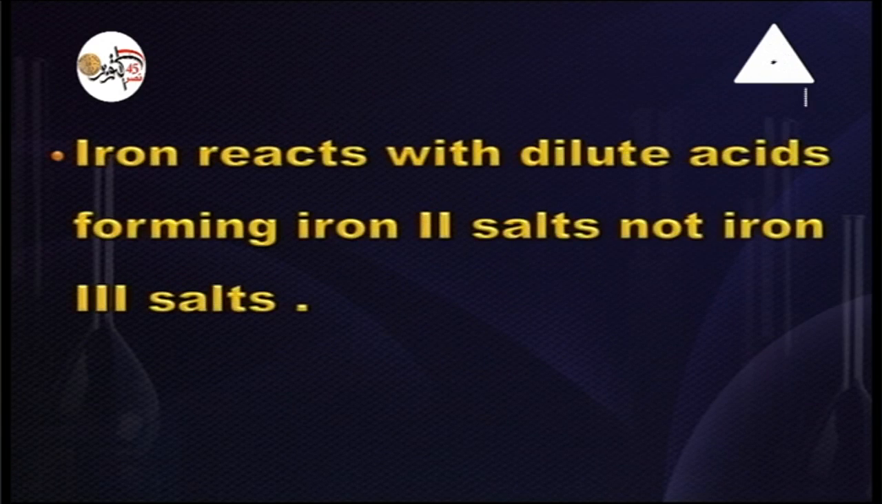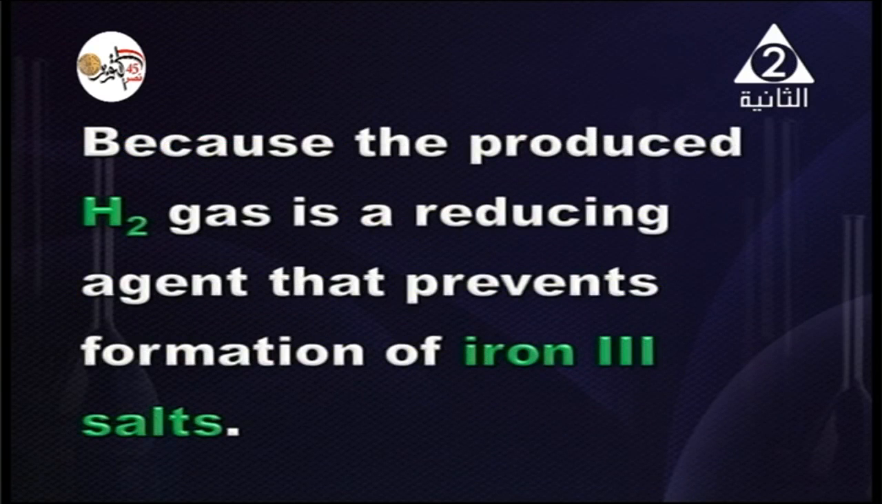Next point: iron reacts with dilute acids forming iron(II) salts, not iron(III) salts. The reason? Because the produced hydrogen gas is a reducing agent that prevents the formation of iron(III) salts.